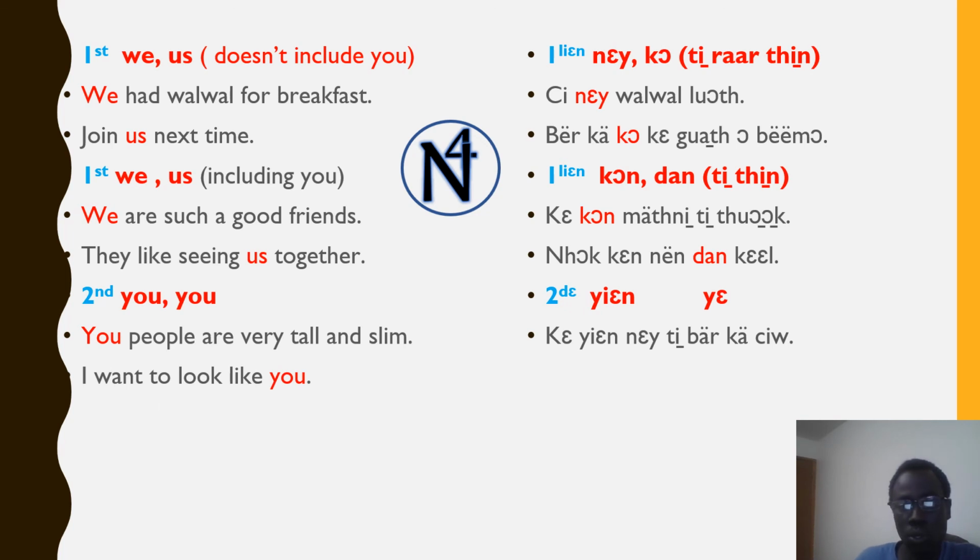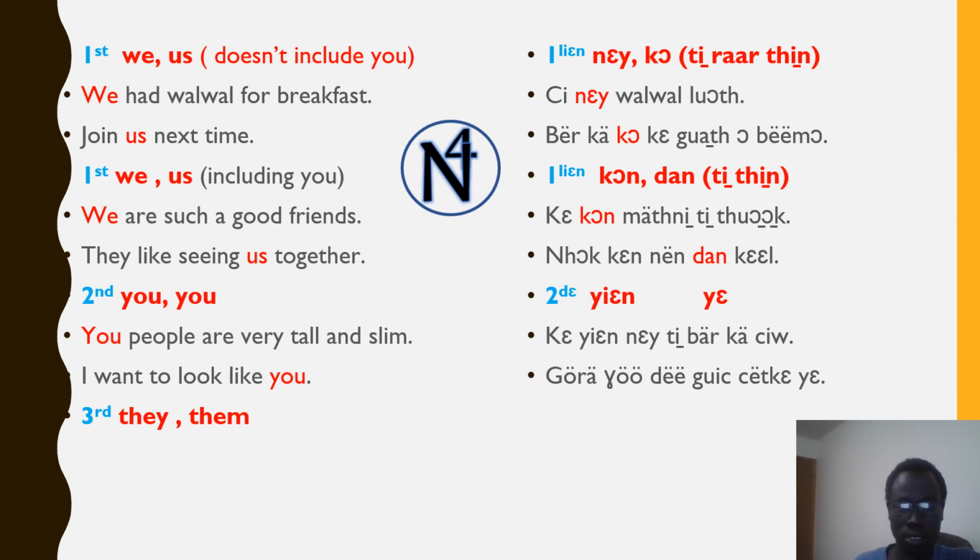Okay, I want to look like you. You here is an object in English. Goro de gui chet ye. Goro de gui chet ye. So ye here is the object of you. They, this is the third person. They and them. They is a subject and them is an object of they.